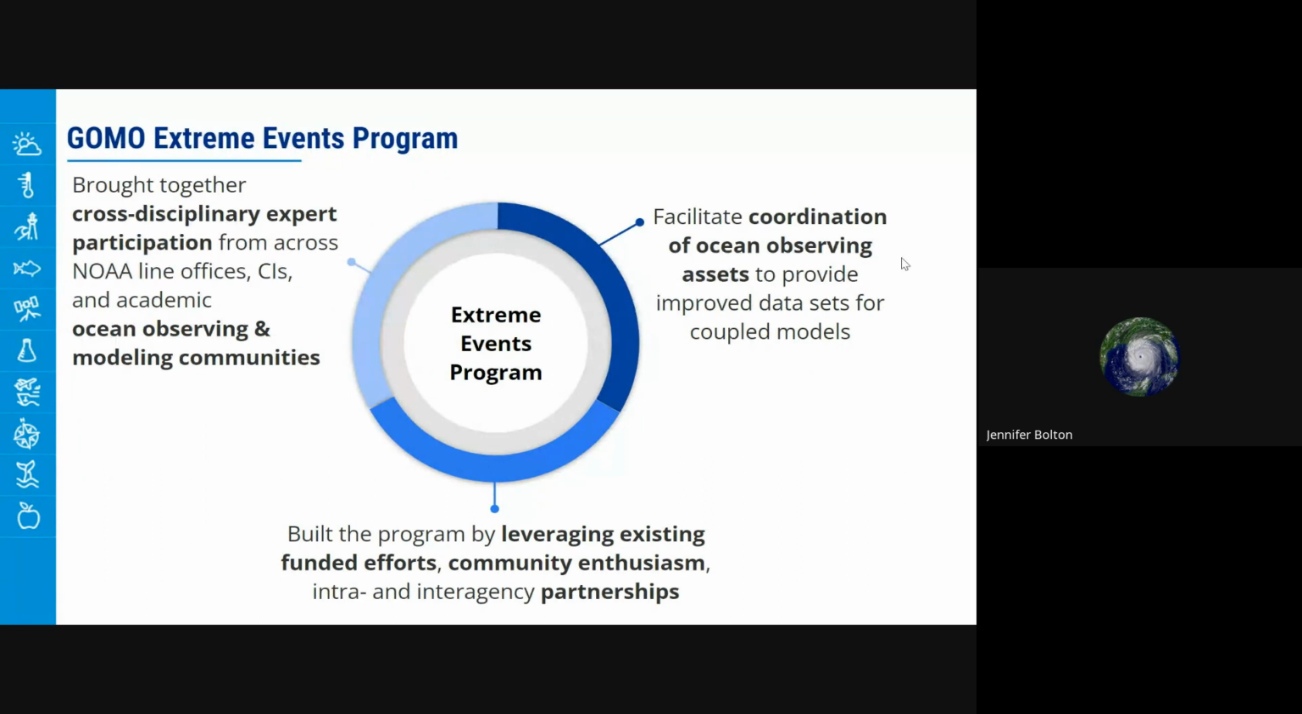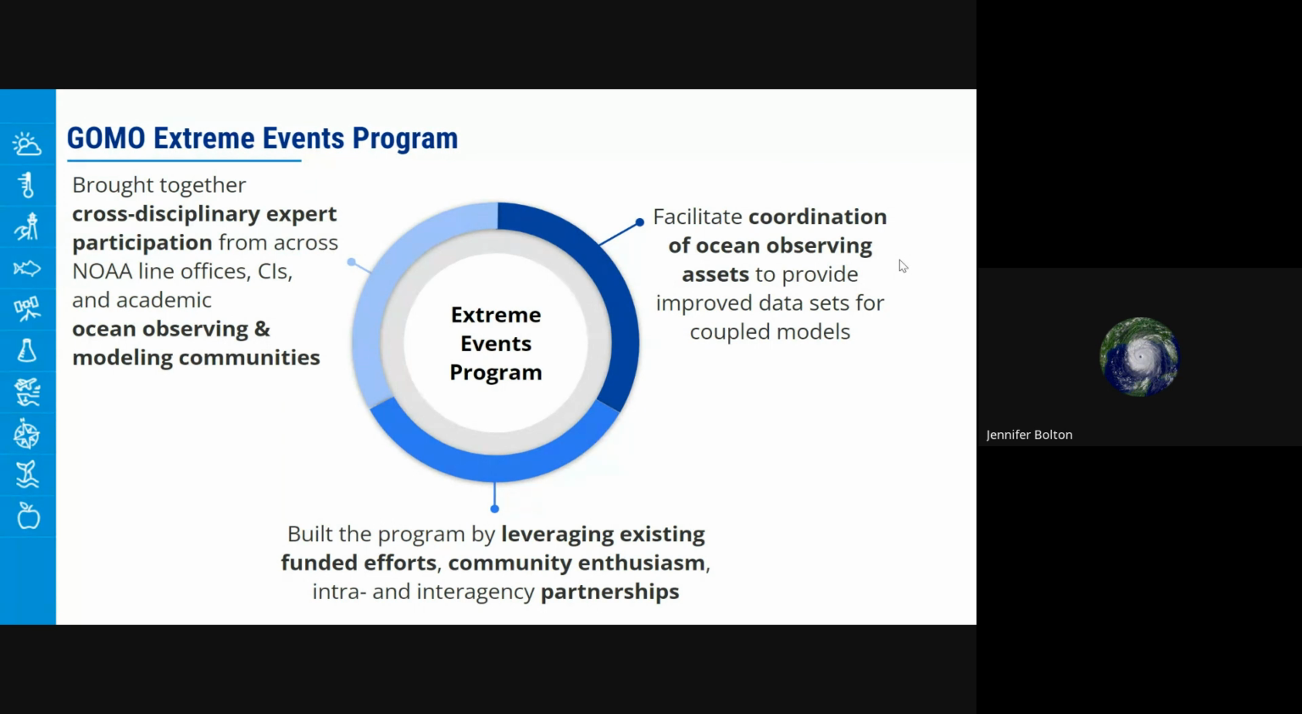All right, so this CHAOS program is kind of embedded in a bigger program within NOAA GOMO called the Extreme Events Program, and this has been going on for a few years now. So if we start in the upper left, we want to bring together experts from different disciplines. So ideally from the ocean, the atmosphere, and the air-sea interface, covering the whole air-sea transition zone, and different line offices, operational, research, cooperative institutes, academic.